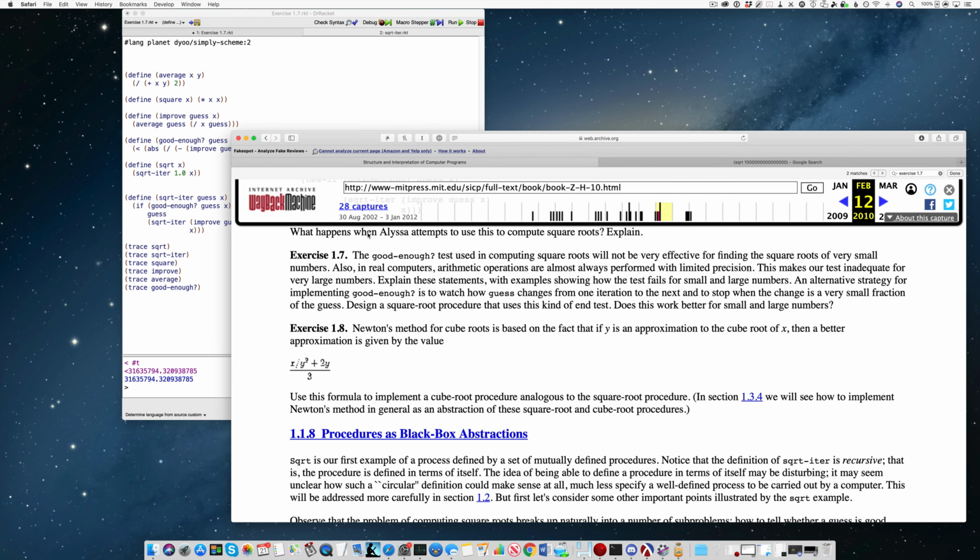All right. Exercise 1.8. Newton's method for cube roots is based on the fact that if y is an approximation to the cube root of x, then, okay, I'm already getting lost. Okay, then a better approximation is given by the value, this thing, which is barely readable, although it is readable.